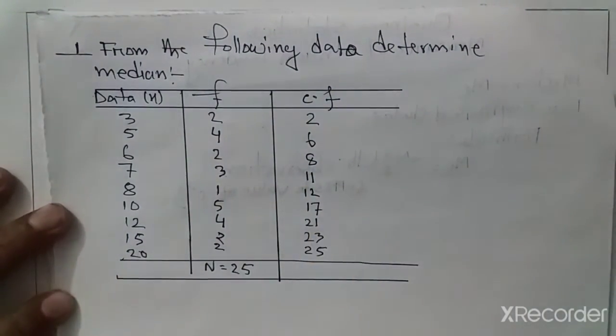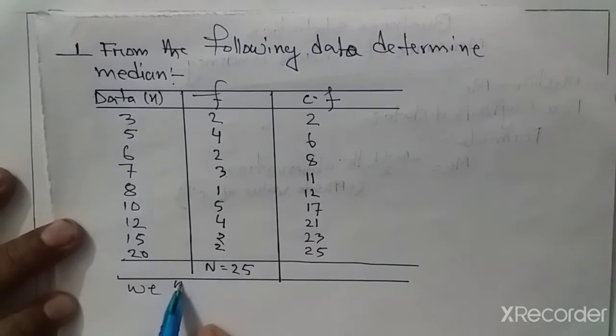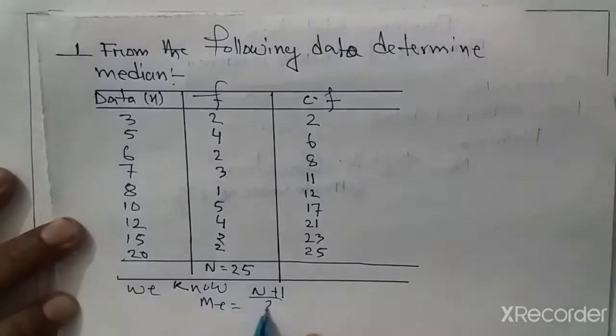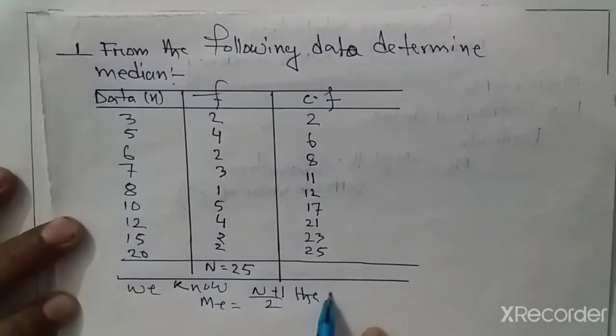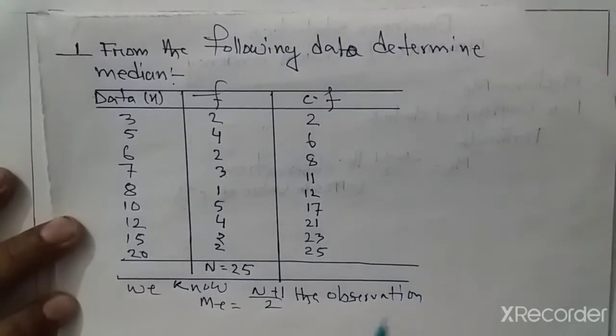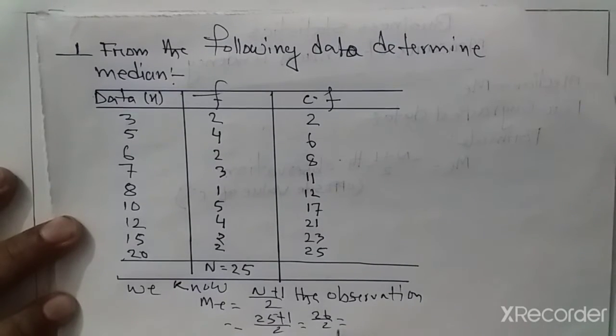Now we can write the formula. We know median is equal to capital N plus 1 by 2 the observation. This is the formula for the median of ungrouped data. N means 25, so 25 plus 1, 26, divided by 2 is equal to the 13th observation.